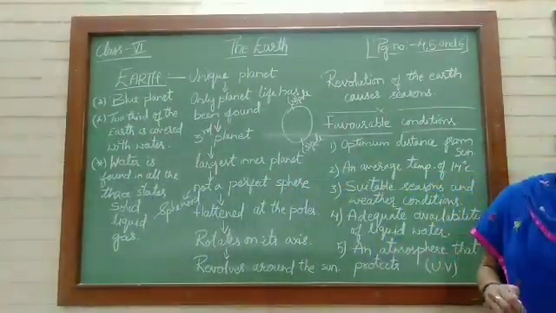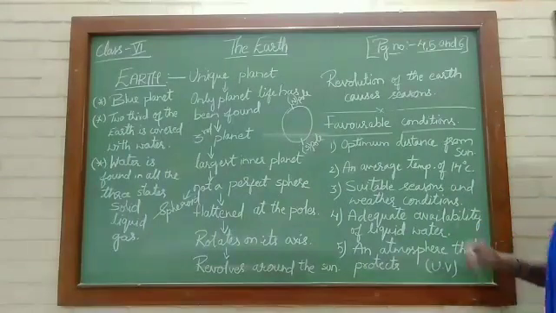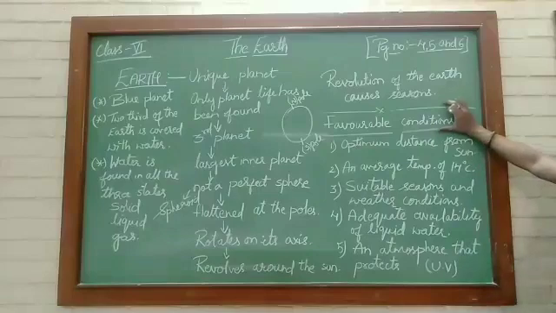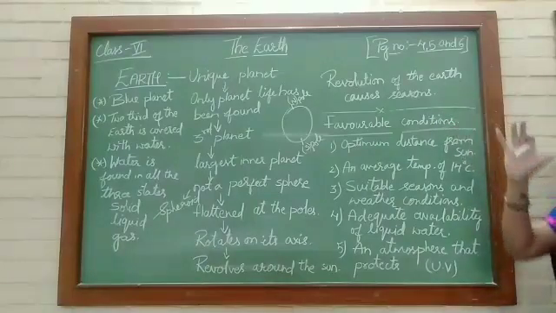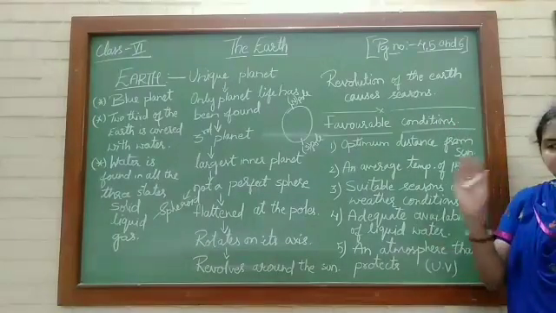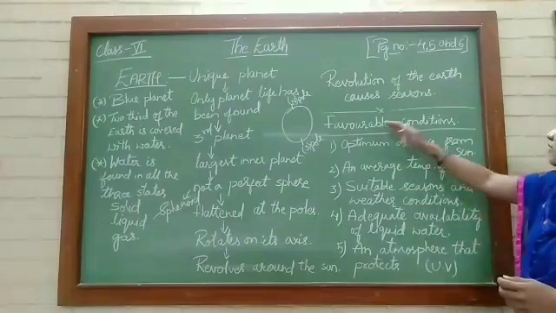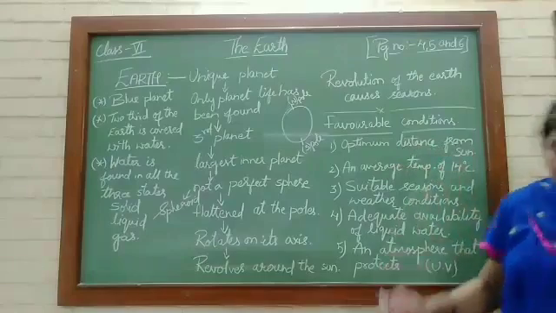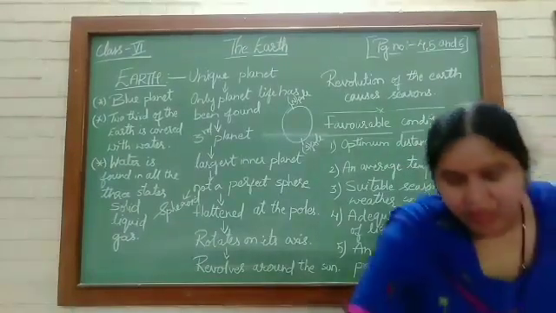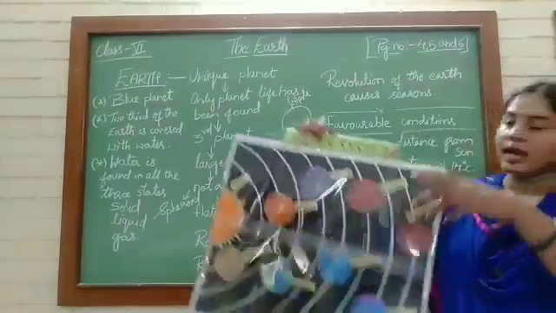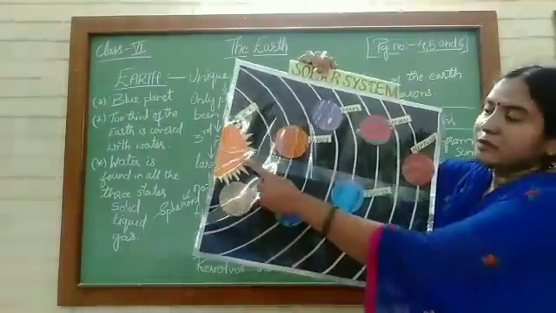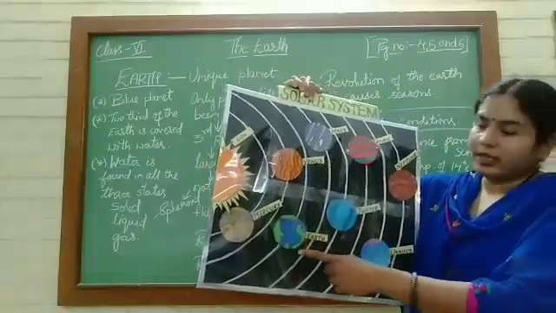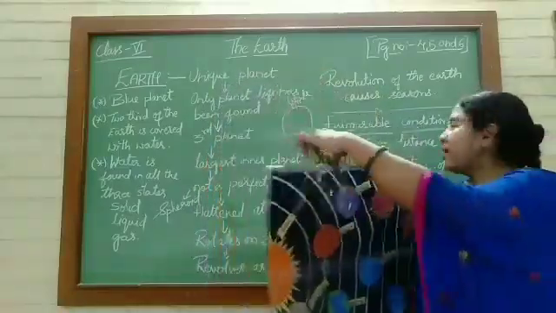Now see the favorable conditions that facilitate life on the earth. What are the conditions which are favorable, supporting life on earth only? So what are the favorable conditions? Now I will tell you: optimum distance from the sun. As we discussed about the sun and the earth yesterday, the distance between the sun and the earth is 149 million kilometers, and this distance is helping us.